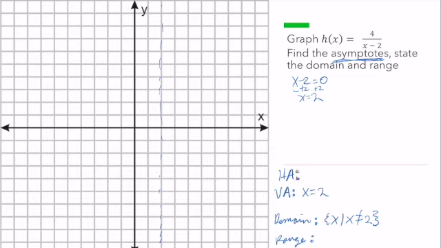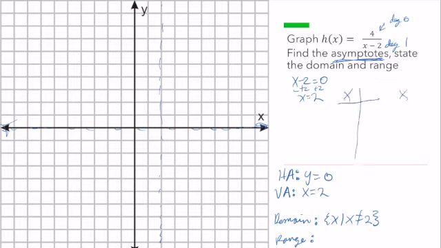So we're going to look at our horizontal asymptote rules that were given. We just need to know how to use them. So the first horizontal asymptote rule states that if the degree of the numerator is less than the degree of the denominator, there's a horizontal asymptote at y equals 0. Well, the degree of our numerator is 0, and the degree of our denominator is 1. So because 0 is less than 1, we have a horizontal asymptote at y equals 0. Okay, so these are the lines our graph is not going to cross.